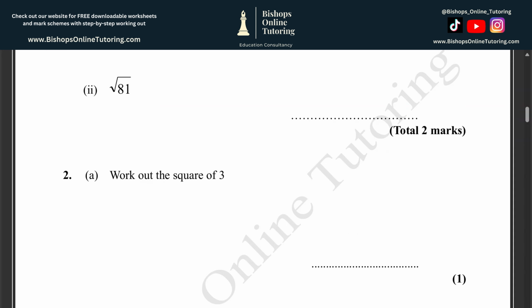Okay, so the next question is asking us to work out the square root of 81. Now essentially we just need to find one number which gives us 81 when you multiply that number by itself. So you can try out a bunch of different numbers.